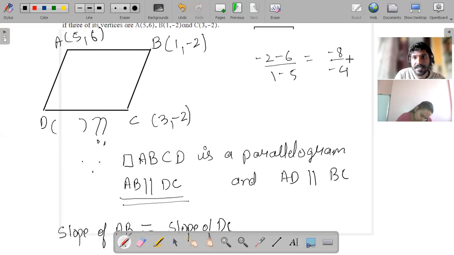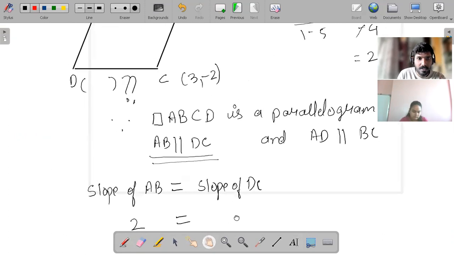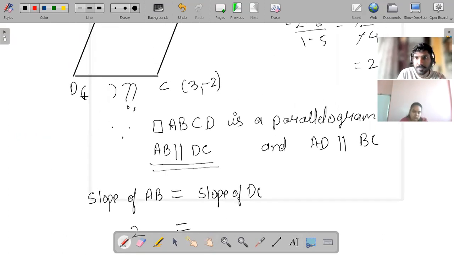So you will have -8 upon -4, and then minus you can cancel off, and 8 divided by 4 will be 2. So slope of AB is 2, equal to, now slope of DC. Before finding slope of DC, we don't know coordinates of D because we have to find out. So we'll say let the coordinates of D be A comma B.